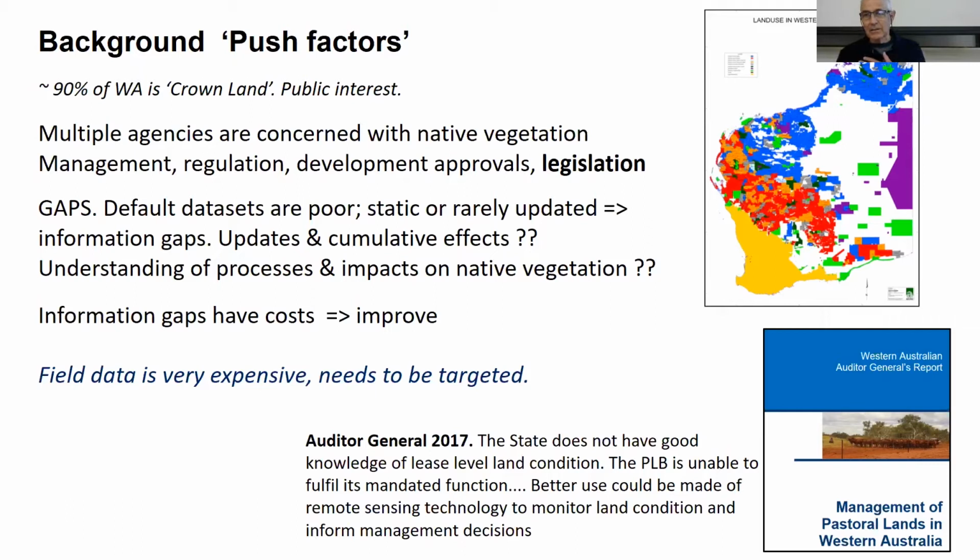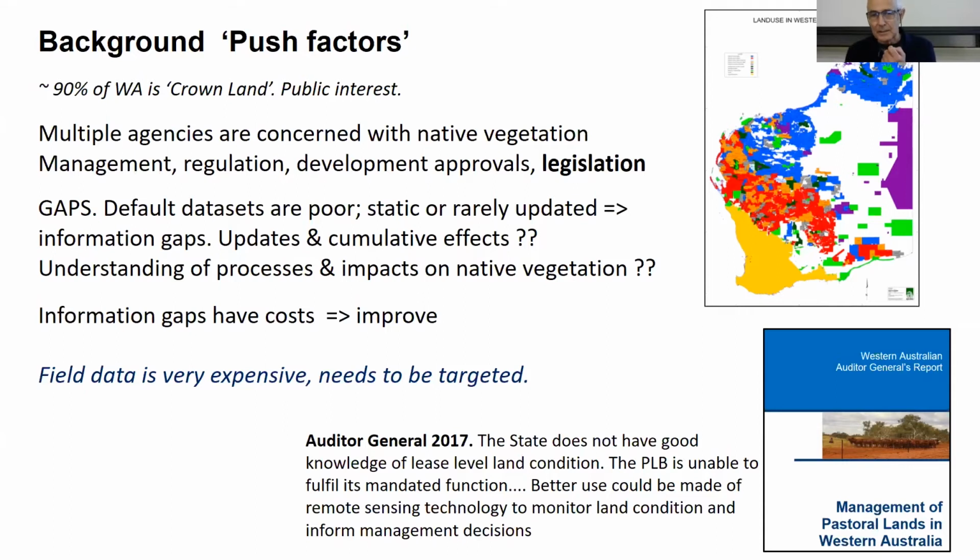WA has a lot of native vegetation under various tenures, and there's a lot of specific information at sites, but really there's no commonly used data that covers the whole state that can provide an update on the cumulative effects of developments, human impacts, and other processes that are affecting native vegetation. More pragmatically, information gaps have costs. The costs of delays in the approval process are well known and can be quite huge at times. So any chance to improve on the data that increases the confidence or speed of those government decisions and reporting would be a good thing. And remote sensing is obviously a candidate.